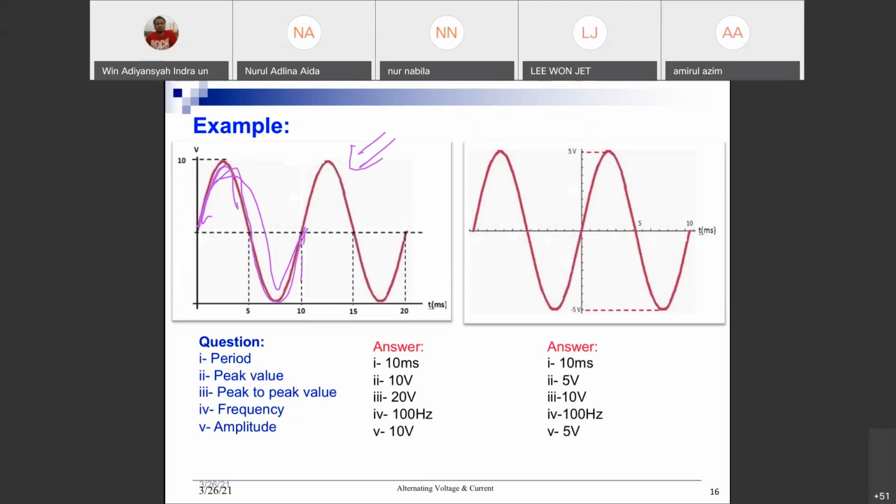Peak value. This one, peak value, so 10 volt. Peak to peak is usually 2 times peak value, so 20. Frequency basically is 1 over T. T is now 10 millisecond, so convert to second. So 100 hertz.